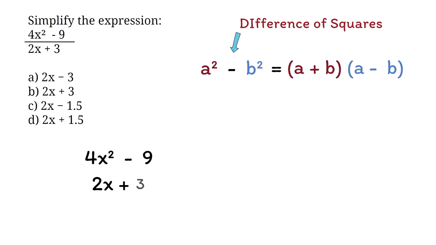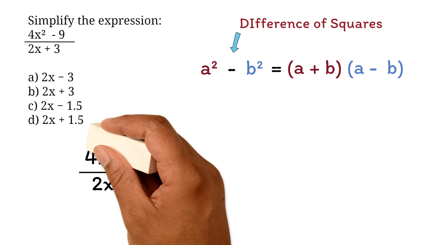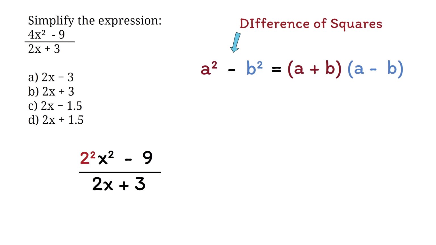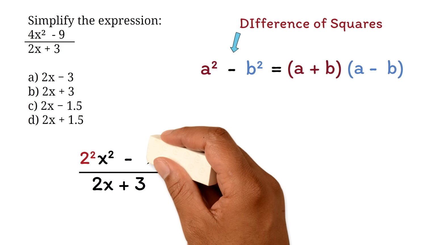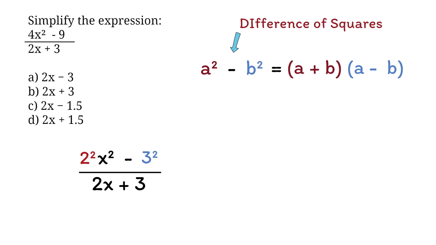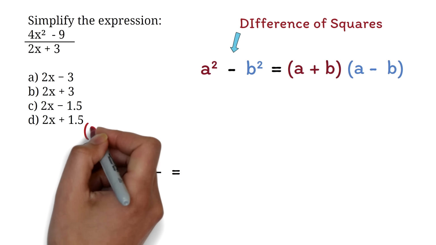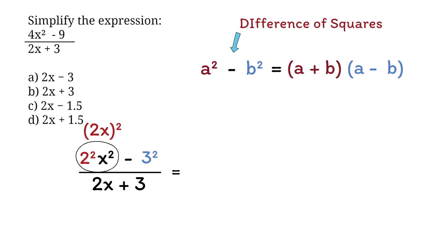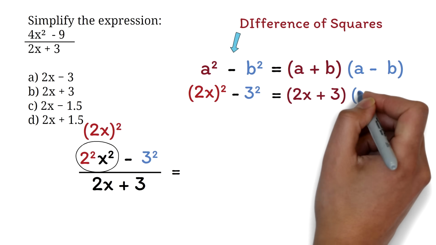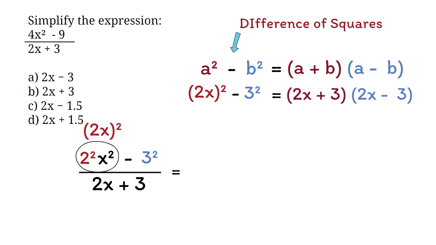For this question, the first work is to identify that 4 can be written as 2 squared, and 9 can be written as 3 squared, because 2 squared is 4 and 3 squared is 9. 2 squared x squared can be written as 2x squared. So we have 2x squared minus 3 squared. This is the difference of two squares. We can write this as 2x plus 3 times 2x minus 3.